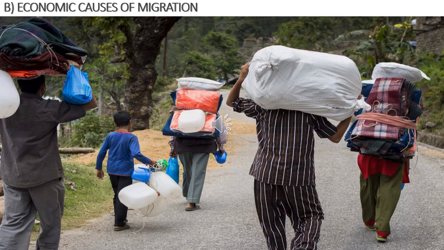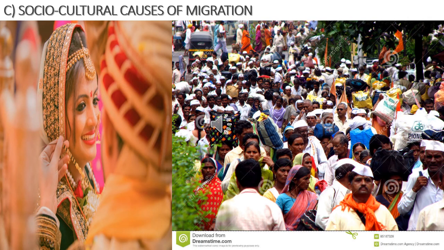Mass poverty and unemployment in their locality force the people to move out from their native place, and they move towards the places where better employment opportunities are available. So economic factors are among the most important causes of migration. Then, socio-cultural causes of migration.